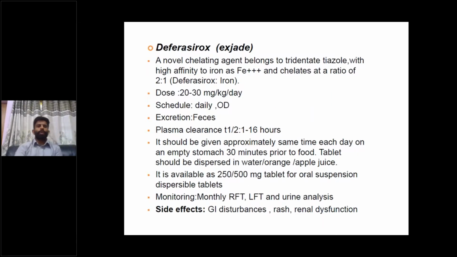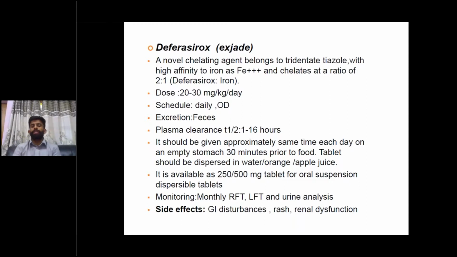Deferasirox is a novel chelating agent, belongs to tridentate thiazole with high affinity to iron as Fe3+ and chelates at a ratio of 2:1. And the dose is 20 to 30 mg per kg per day. Schedule is daily, once a day. Excretion is through feces. Plasma T-half is 1 to 16 hours.